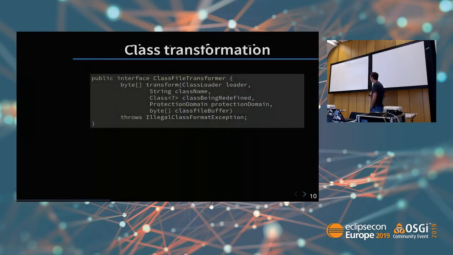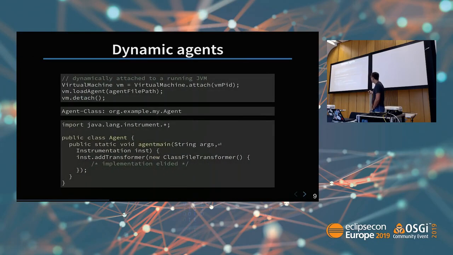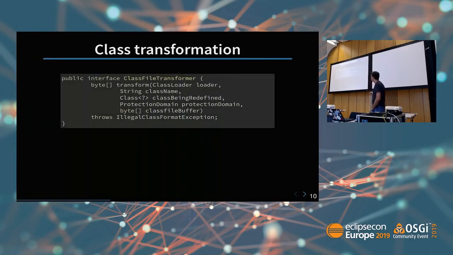Now, the API, you see this addTransformer, the new ClassFileTransformer here. This is the API that you need to implement in order to transform classes. Quite a big signature. The important parts here are like the class name. So it will tell you which class name is about to be loaded or about to be redefined, retransformed. And then all the rest is more or less boilerplate.